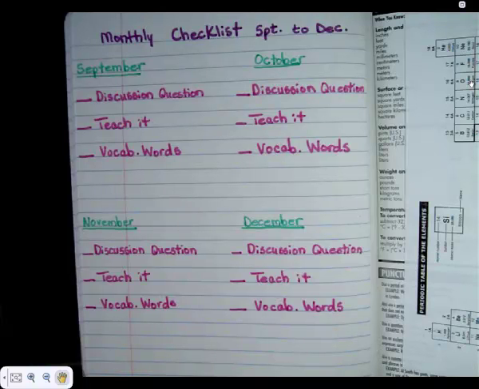So each month, you will have a discussion question to do online on eChalk. Each month, you will have an assignment called Teach It, where you'll have to teach something that we're learning about to one of your family members at home. And the third thing is every month you will have vocabulary words to work on. You will have 8 vocabulary words assigned to you on eChalk that you will have to complete.